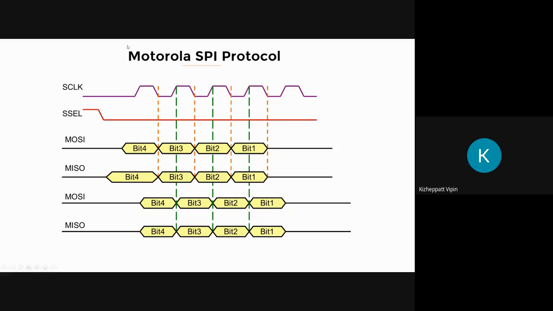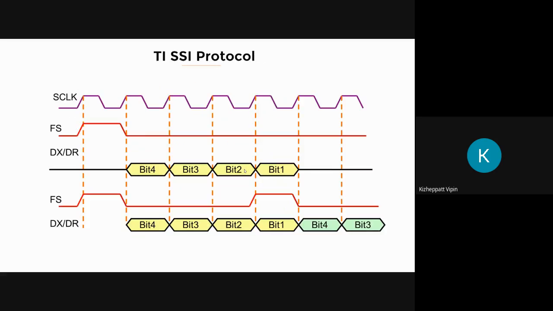Okay, so SPI, exactly whatever we discussed. Only difference is that this time there will be a minimum of 8 bits and it can go up to 16. Here the minimum can be 4 also. That's the only difference. Otherwise, everything is exactly the same.